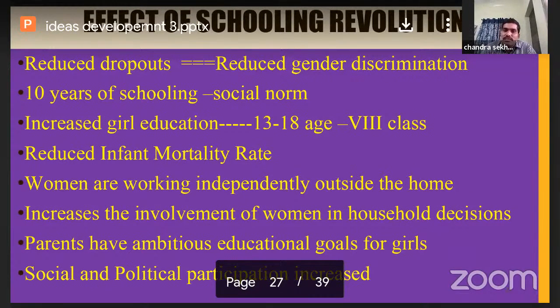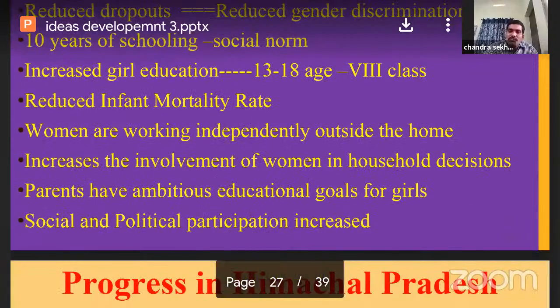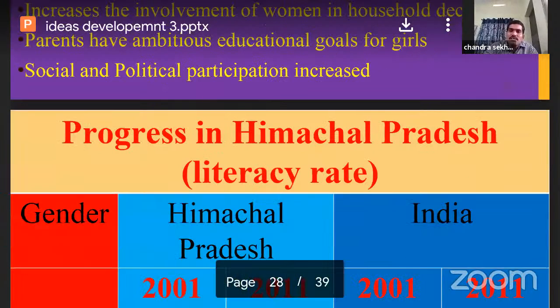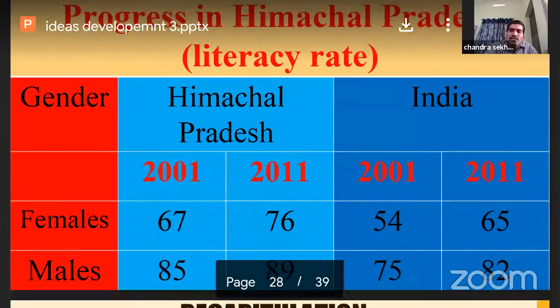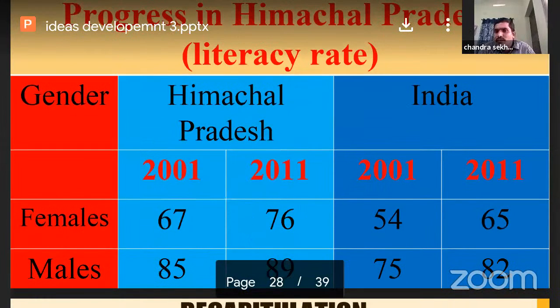That's why it reduced. Women are working independently outside the home, and when they are working outside, it is increasing the involvement of women in household decisions also. Parents have ambitious educational goals for girls, and the Himachali parents are giving equal priority to boys and girls, and they didn't follow any discrimination between girls and boys.